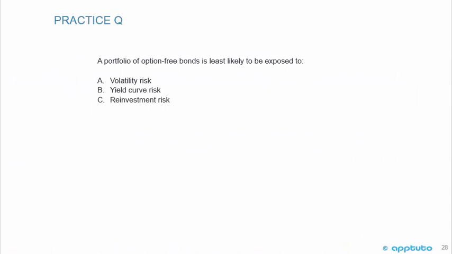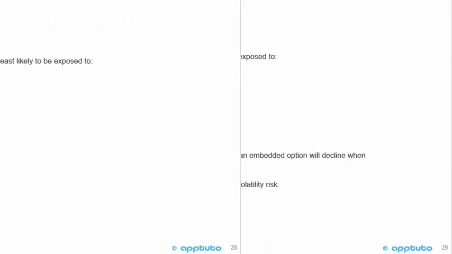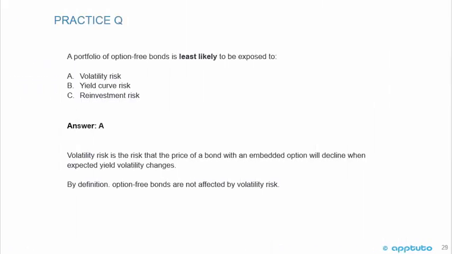And one last practice question to finish this LOS. A portfolio of option-free bonds is least likely to be exposed to A, volatility risk, B, yield curve risk, or C, reinvestment risk. Okay, this was a nice question to end on because we talked a lot about volatility, etc. So a portfolio of option-free bonds is least likely to be exposed to volatility risk. The correct answer is A.